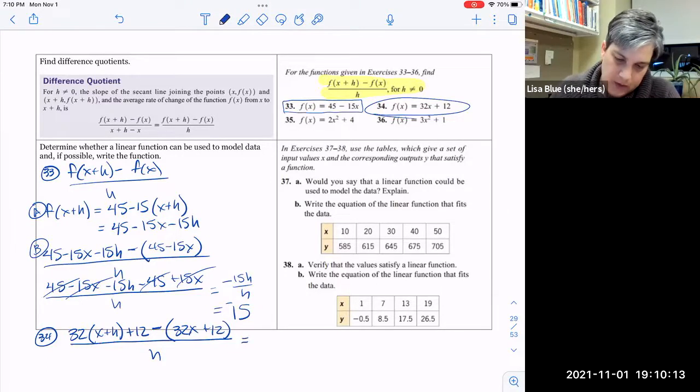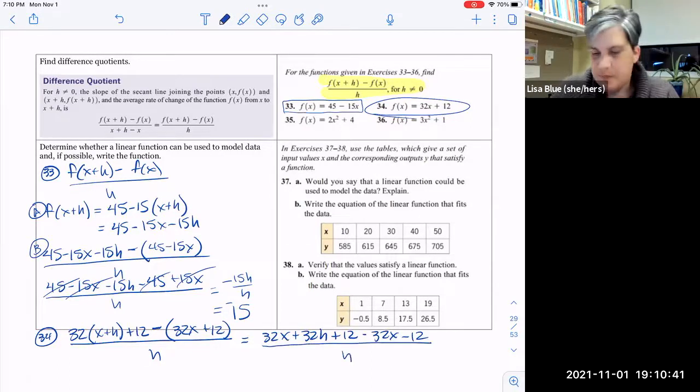Okay. And then we're going to distribute 32 to x plus h. So we get 32x plus 32h. 12 is trailing behind it. And then we're going to subtract from that f of x. So we're going to distribute that -1 to get negative 32x. And -1 times positive 12 gives us -12, all over h.